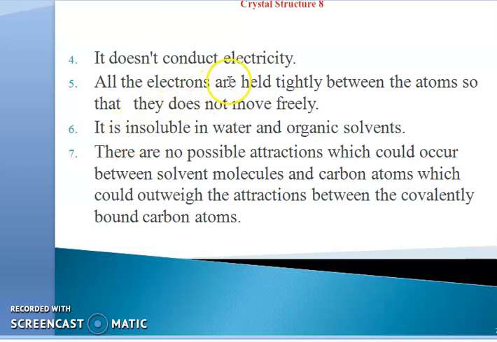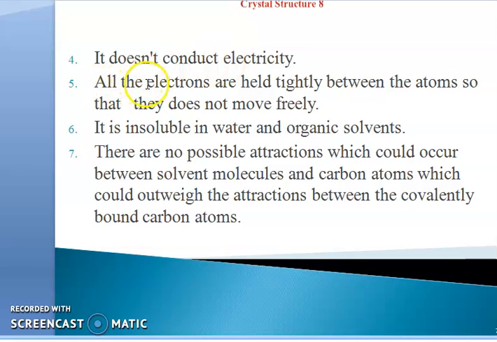Next one is, it doesn't conduct electricity. Doesn't conduct electricity in the sense, current is not allowed to pass through it. Means current will not flow through it. It is not a good conductor of electricity like iron, aluminum, gold, platinum, silver, etc. It is resistive matter for the flow of electric current.